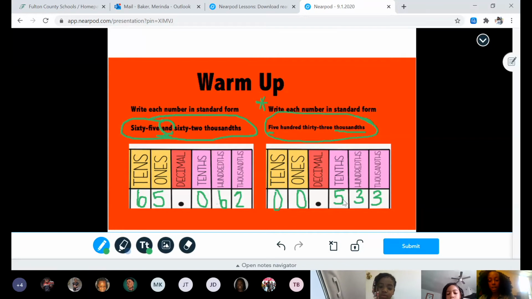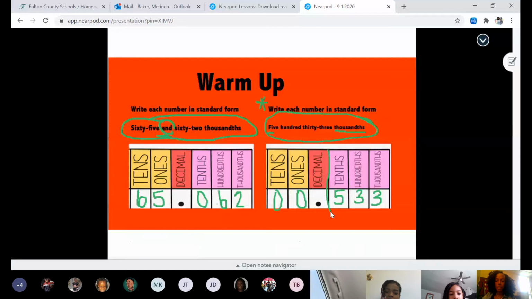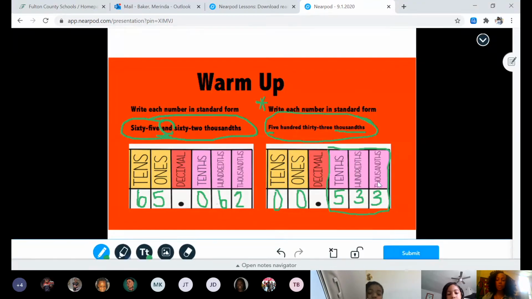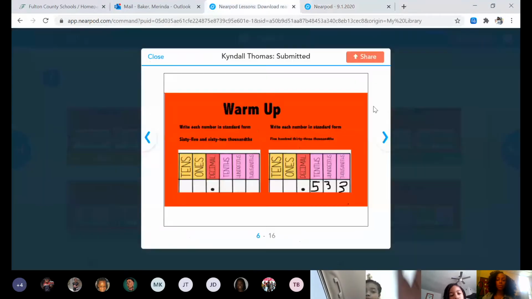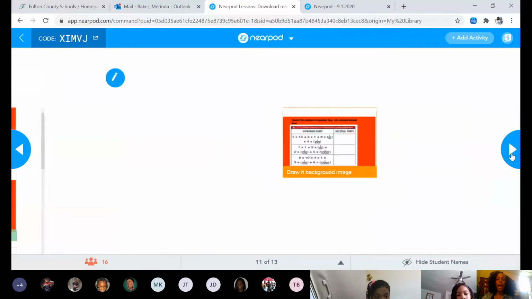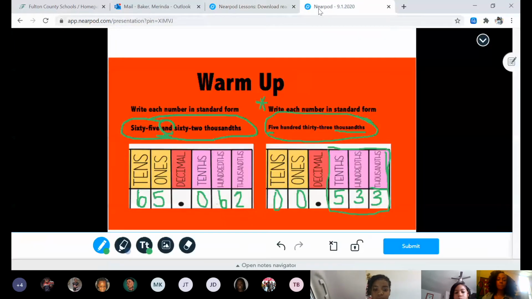Because if we were to cover up that, if we were to only look right here at this number, that's 533. We know those, but it's 533 thousandths. It goes up to the thousands place. Great work, guys. So if you didn't get that correct, think about how you could have done your answer differently.